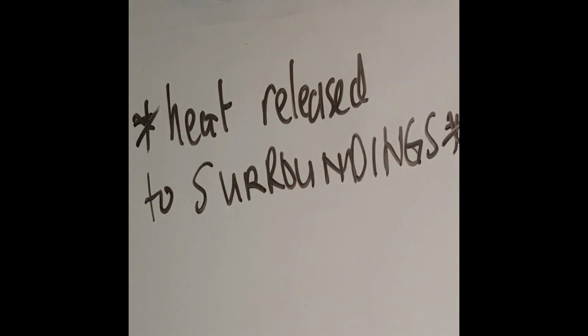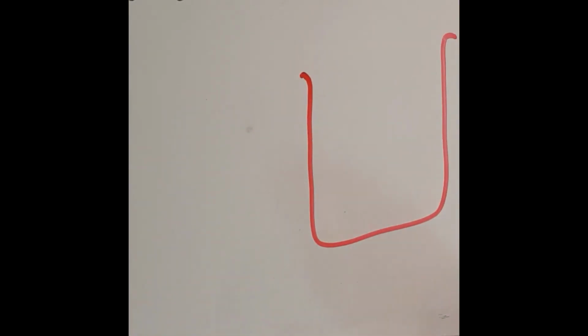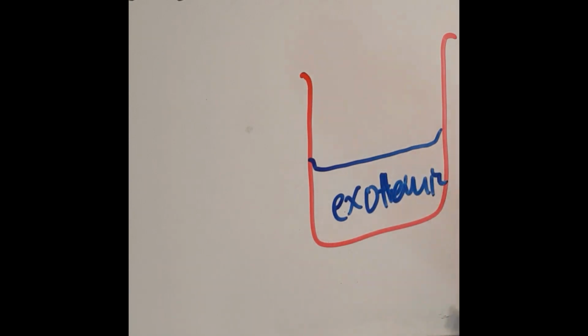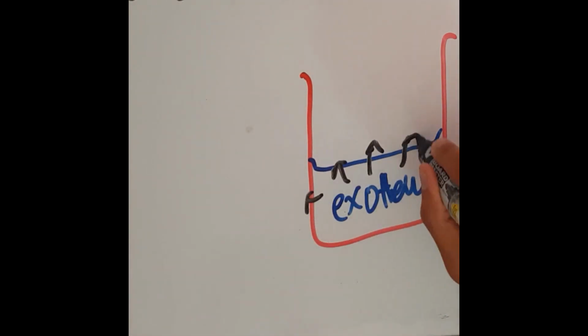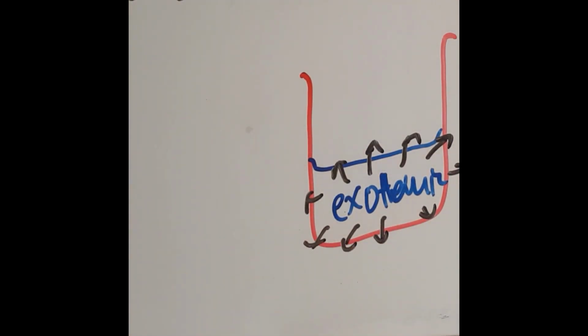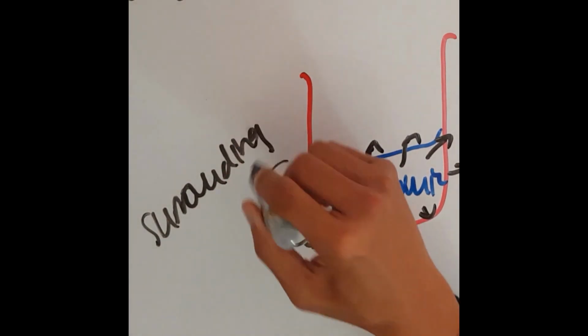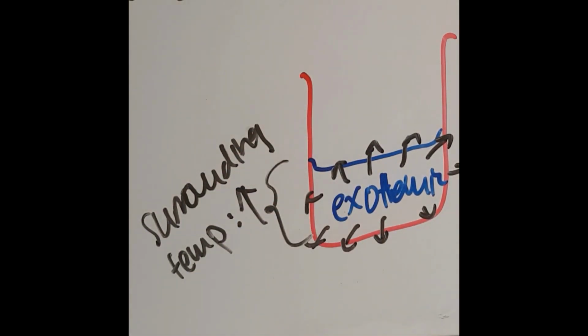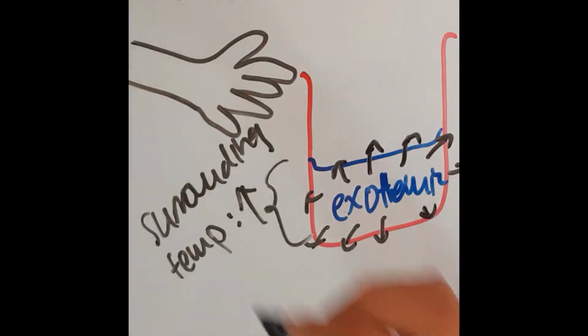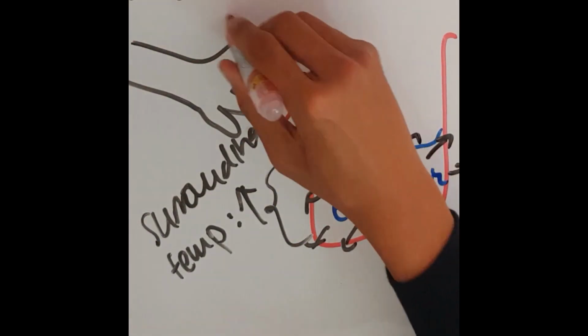Let's visualize this. Now, if I have a hot beaker containing exothermic reaction inside and heat is released, right? That's the reason it's hot. When the surrounding temperature increases, that is when heat is released to the surroundings, so the surrounding temperature will increase.